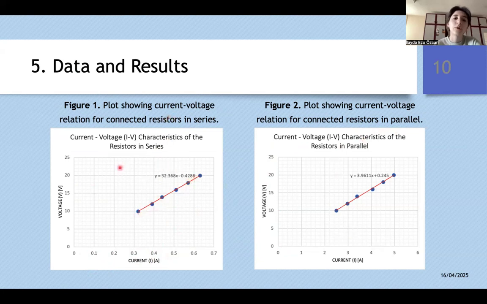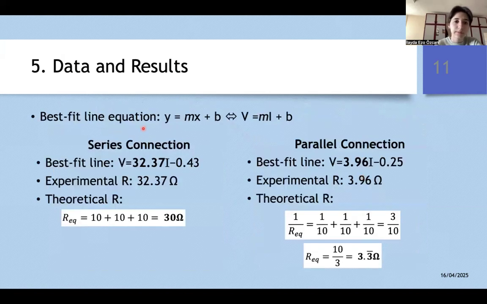When we apply Ohm's law, we can simply deduce that the slope of this best fit line is voltage divided by current. So the total resistance in these configurations will be equal to this slope that we can see here. As I explained, the M value here shows the total resistance. So that's why we have a 32.37 ohm experimental R in the series connection and 3.96 ohm in parallel connection.